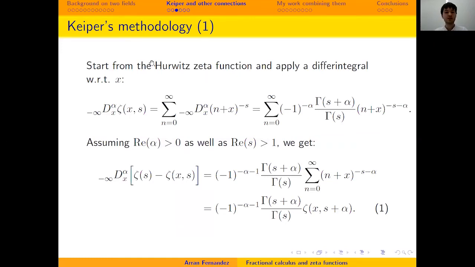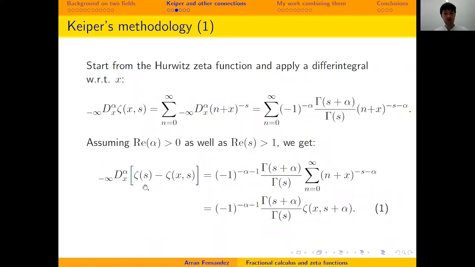Apply a differential with respect to x. So you have this function, written as a series. You apply d with respect to x to the order alpha. And that's the fractional derivative of essentially a power function, x plus a constant to the power of something. So you get some extra gamma functions in there, and make some assumptions on the variables just to make sure that things converge. Alpha should be bigger than 0, s bigger than 1 in real part.